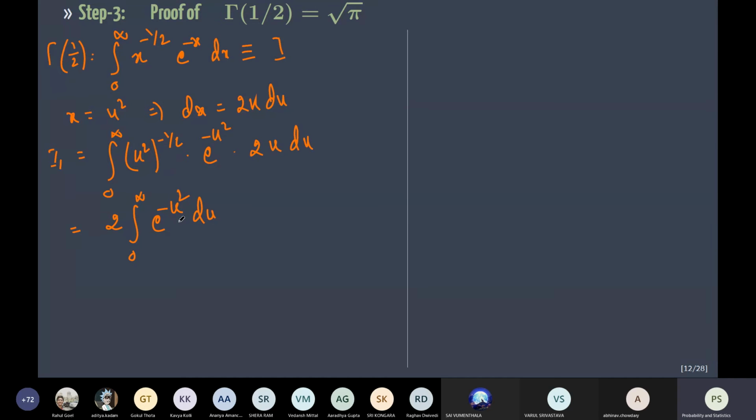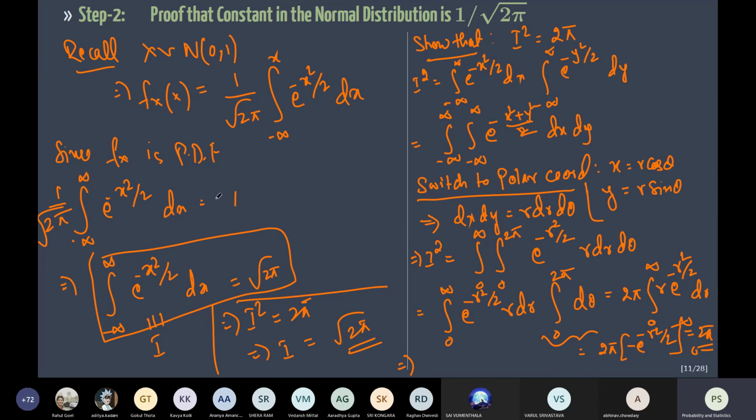And how is this related to the Gaussian density? For the Gaussian density that we have proved, it looks like this: the integral of e to the minus x square by 2 dx is square root of 2 pi.